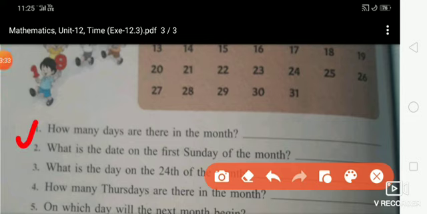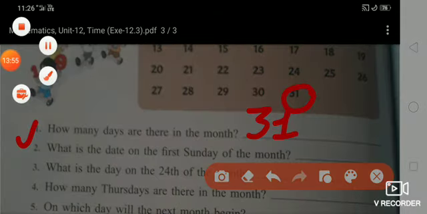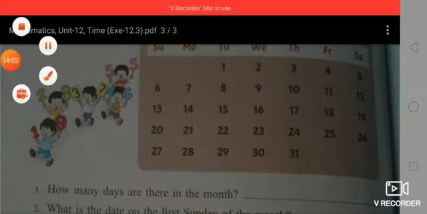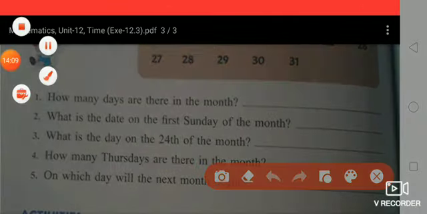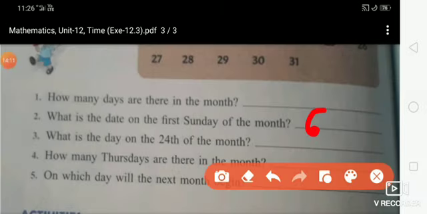The first question is, how many days are there in the month? This month has 31 days. So write the number 31. Now the second one. What is the date on the first Sunday of the month? The date is 6. So write here, the number is 6.